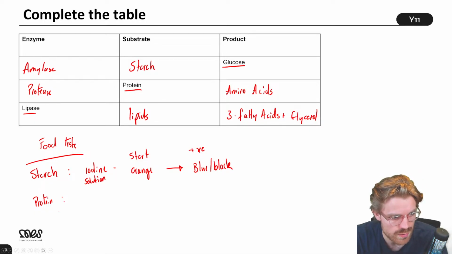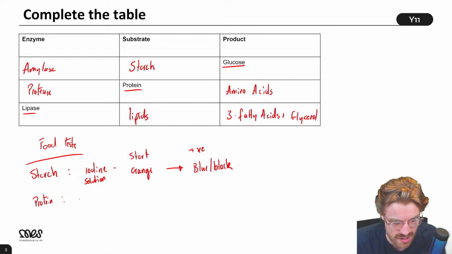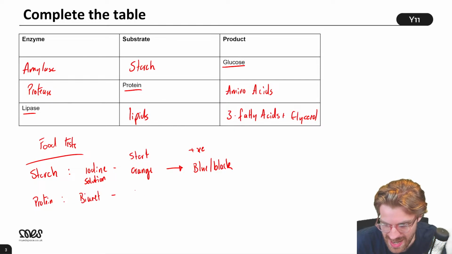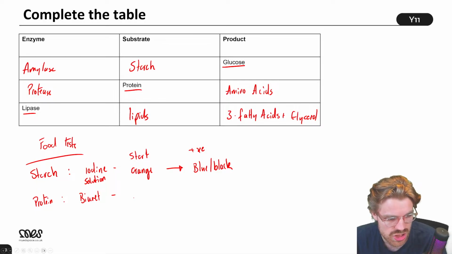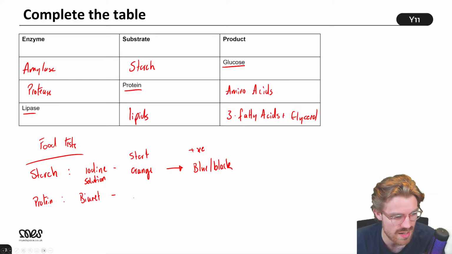Very good there, Mathilde. Super fast. Love that. And Pranav as well. Excellent. Protein is our Biuret reagent. Very good there, Kay and Rahana as well. So that is our Biuret reagent. And our starting colour for our Biuret reagent? What's our starting colour for Biuret reagent? What do we think?